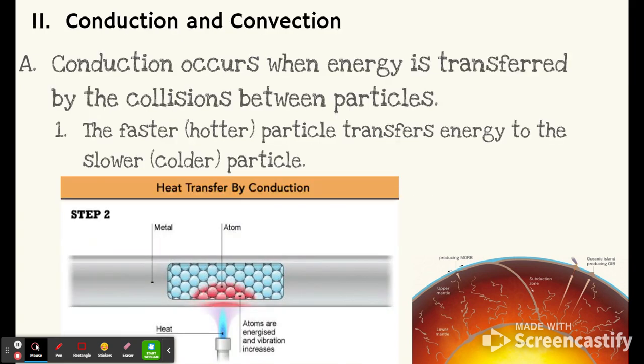Conduction occurs when energy is transferred by collisions between particles. The faster or hotter particles transfer energy to the slower, colder particles. That's because they're going to be moving faster, so they're going to be the ones hitting more often. They're the ones with more energy, so they're going to have to give it up.